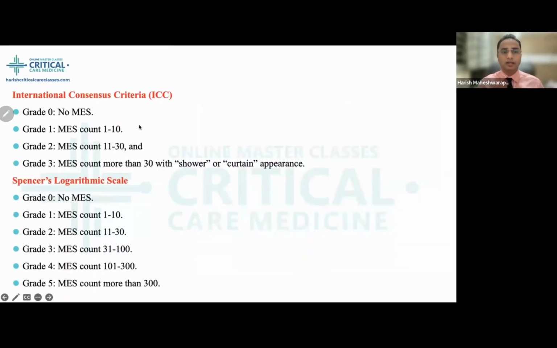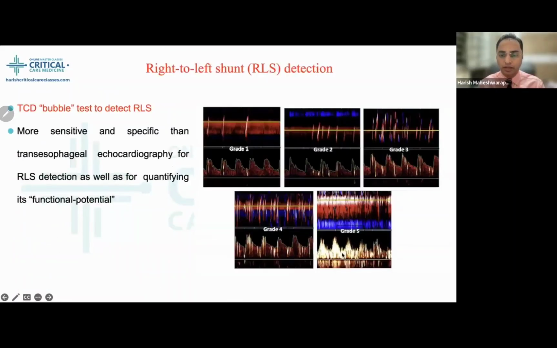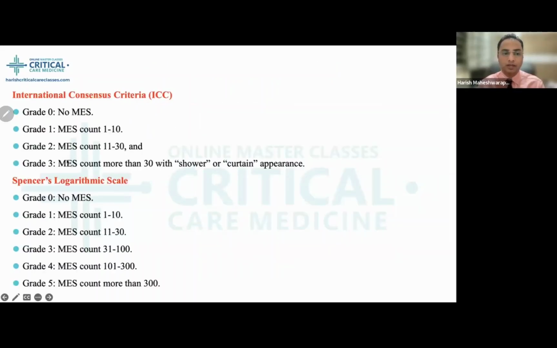We have international consensus criteria: grade 0, no microembolic signals. Grade 1 is 1 to 10 microembolic signals. Grade 2 is 11 to 30, and more than 30 with a shower or curtain appearance. This looks like a curtain, a shower screen appearance, so that is grade 3. Again, we have Spencer's logarithmic scale: no MES is grade 0, 1 to 10 is grade 1, 11 to 30 is grade 2, and 30 to 100 is grade 3.